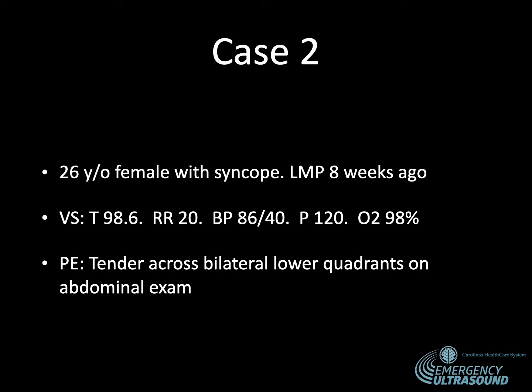Our second case is a 26-year-old female who presents with a syncopal episode. On review of systems and obtaining her history, you get that her last menstrual period was 8 weeks ago. Her vital signs are given as well. You'll note that she is a little hypotensive, 86/40, and pretty tachycardic with a pulse of 120. On physical exam, you note that she has tenderness across bilateral lower quadrants on her abdominal exam. So what's your differential here? And given that she is pretty tachycardic and hypotensive, are there any exams you could do at the bedside to quickly establish a plan of care for her?